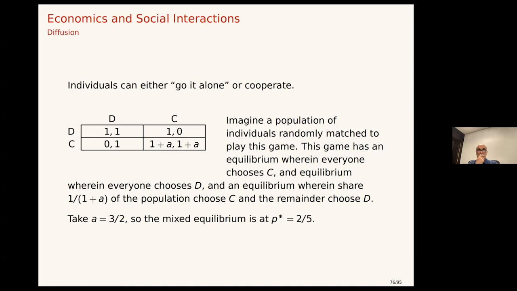It has 2 equilibria. Actually, it has 3 equilibria. It has an equilibrium where both players defect. It has an equilibrium where both players cooperate. By equilibrium, I mean Nash equilibrium. And there's a mixed equilibrium where the probability of cooperating is 2/5.